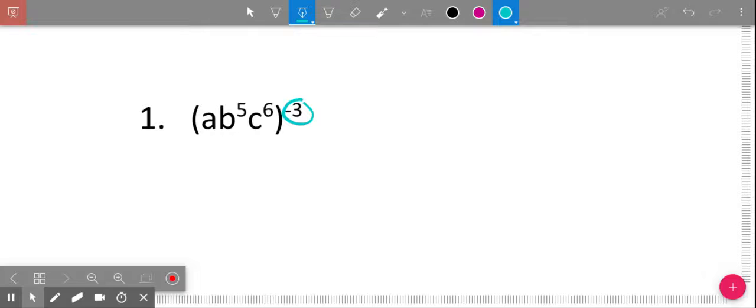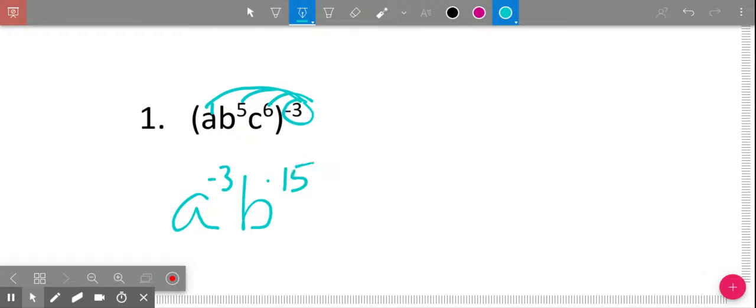Since it's on the outside of the parentheses, that means we have to use our power to a power rule first. Okay, so I'm going to go ahead and apply that negative 3 to the a, to the 5, and to the 6. Remember, with the power to a power rule, you have to multiply your exponents. With the a, they have a little 1 for our exponent. So this becomes a to the 1 times negative 3, to the negative third power. 5 times negative 3 will give me b to the negative 15. And then 6 times negative 3 will give me c to the negative 18.